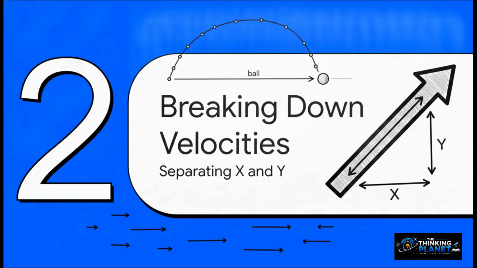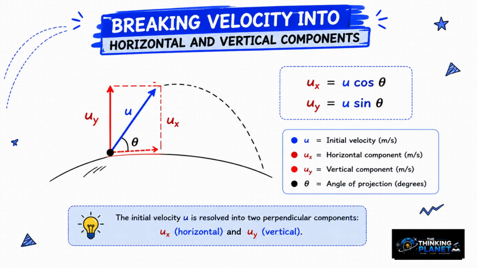Which brings us perfectly to section 2: breaking down the velocities, separating the x and y. To figure out how that ball actually reaches its peak, we have to look at the invisible vectors driving it. Because when an object is moving at an angle, it's actually doing 2 completely different things at the exact same time. And to make sense of it, we have to completely separate those motions.